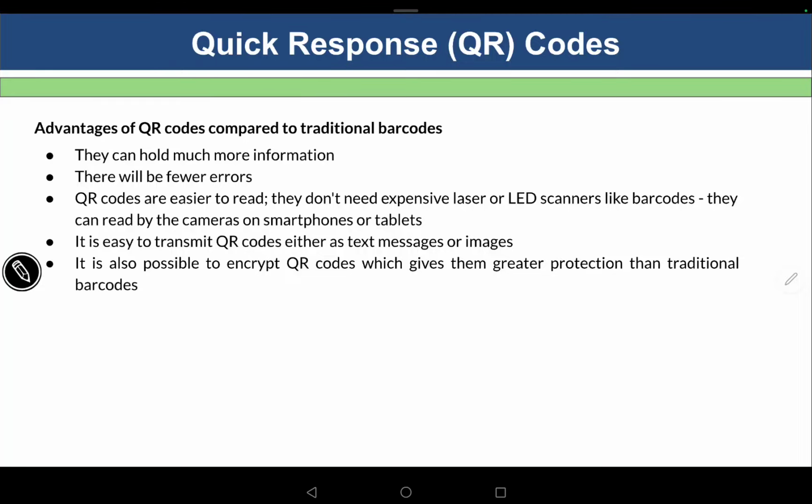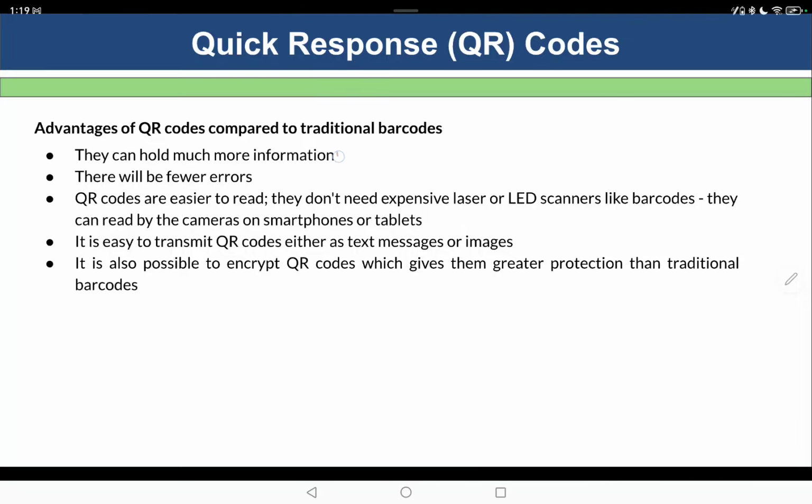Now let's look at the advantages of QR code compared to a barcode. A QR code can store more information than barcodes. Also, there is lower chance of error when data is being entered into the system. QR codes are easier to read because they don't need expensive laser or LED scanners like barcodes, and they can be read by smartphones, phone cameras, or tablets.